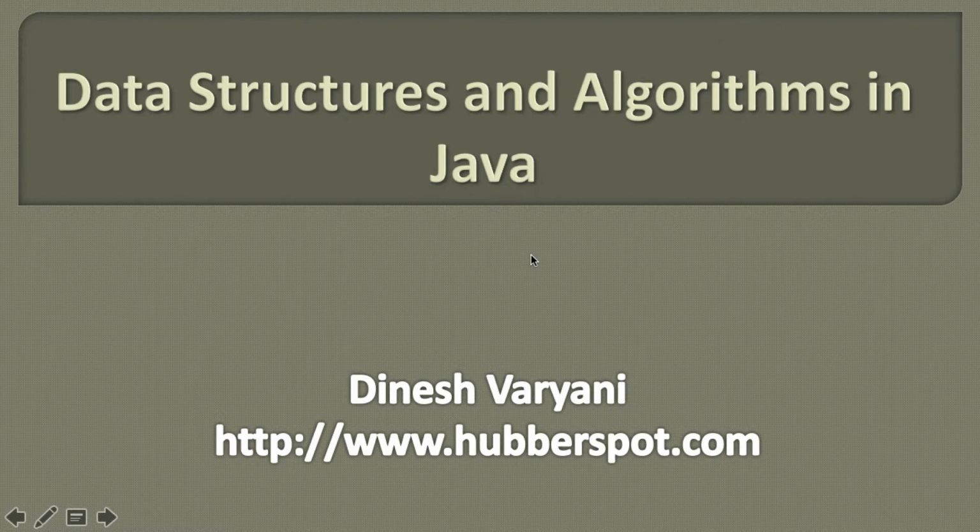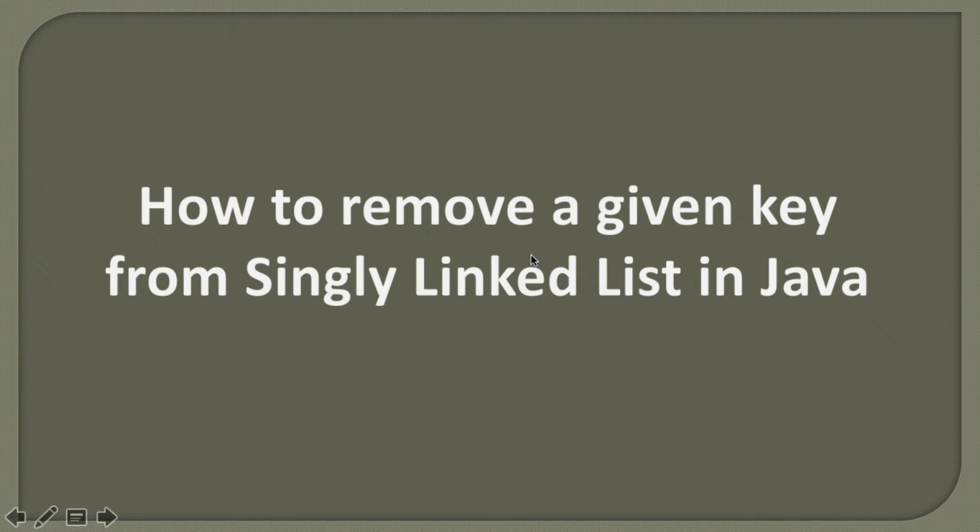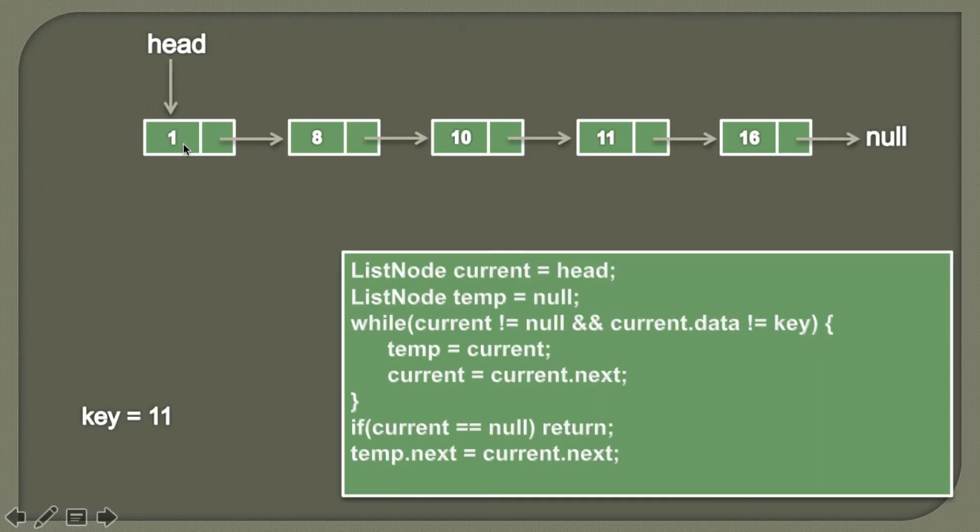Friends, in this tutorial we will discuss how to remove a given key from a singly linked list in Java. So here, we are given a singly linked list having 5 nodes, say 1, 8, 10, 11 and 16, where head points to the first node. Suppose we want to delete a key having the data 11. Currently, the fourth node has data as 11. Therefore, we need to write an algorithm which could delete this fourth node from the singly linked list.